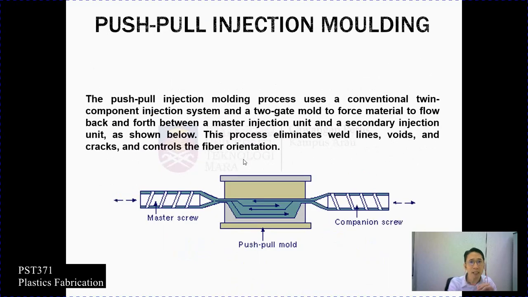The difference is they have two injection units, which are the master screw and the companion screw. When the master screw moves forward, it allows the material to fill the cavity, and the companion screw moves backward. And vice versa, when the companion screw moves forward, the master screw moves backward and allows another layer with a different direction to fill the cavity. That's why we call it push-pull injection molding.